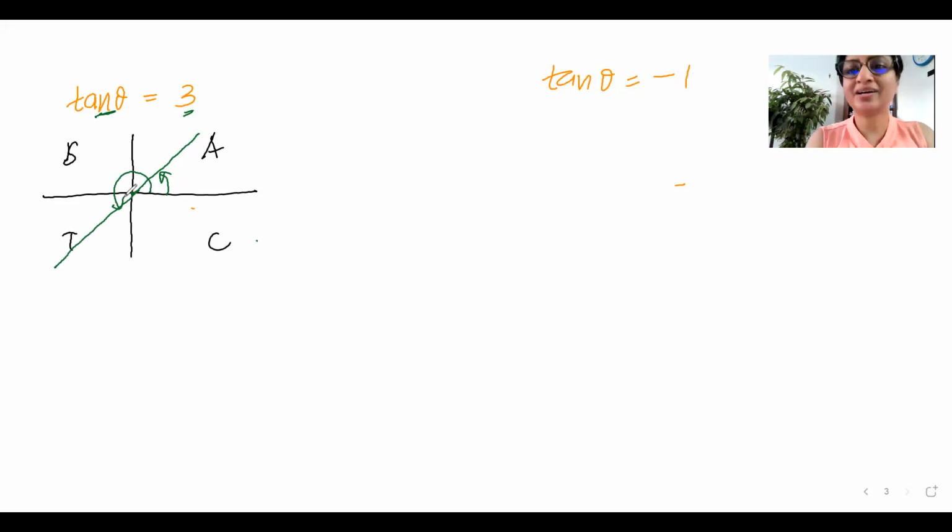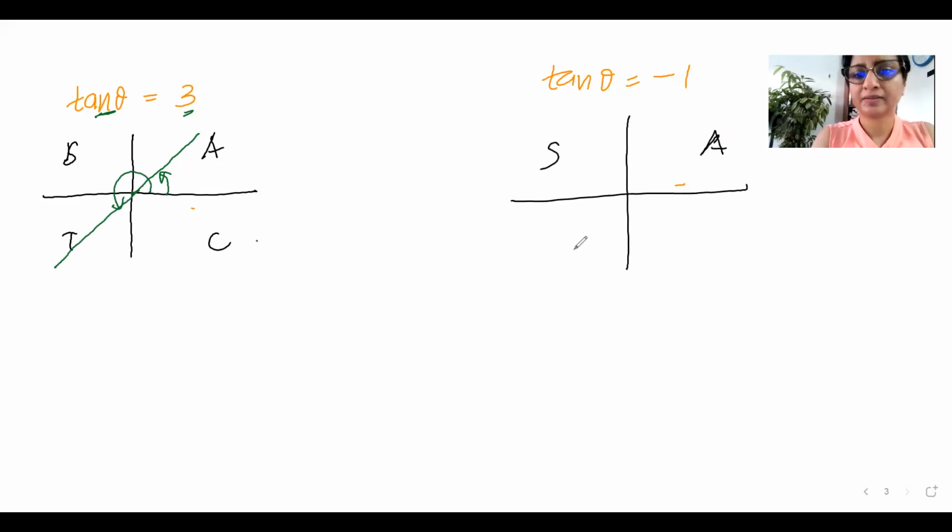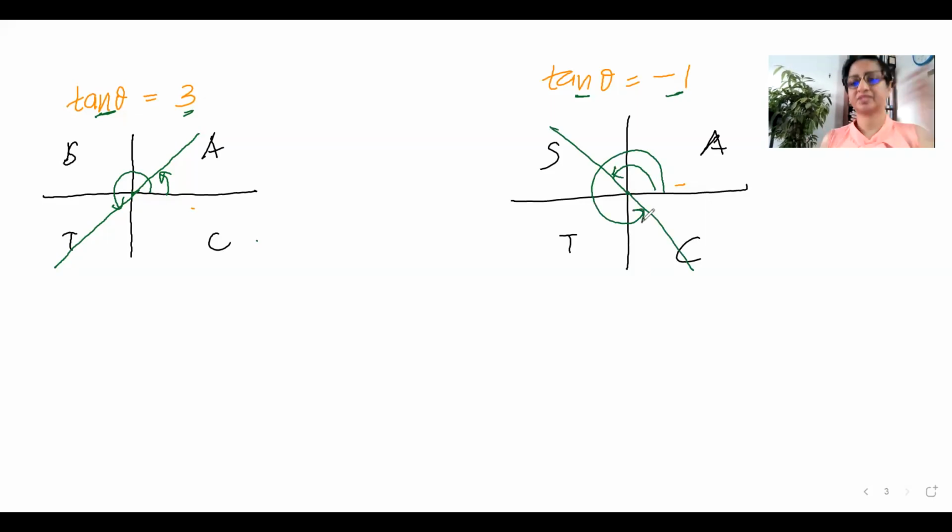Right? Here also, if I do this, I have here tan theta is negative. Where is tan theta negative? Here, that means I'll get an obtuse angle, and then here, that's again a reflex angle. So in the second quadrant and in the fourth quadrant.